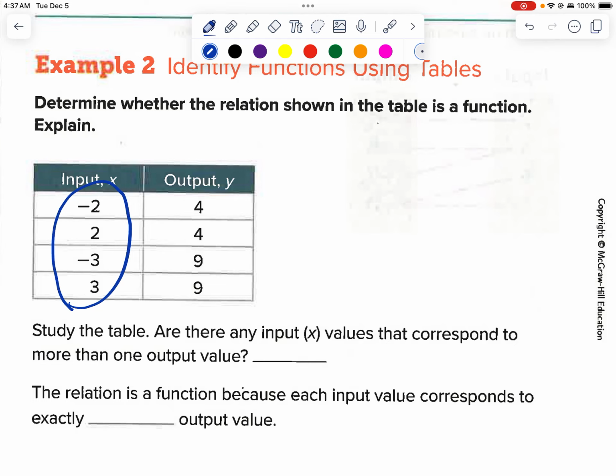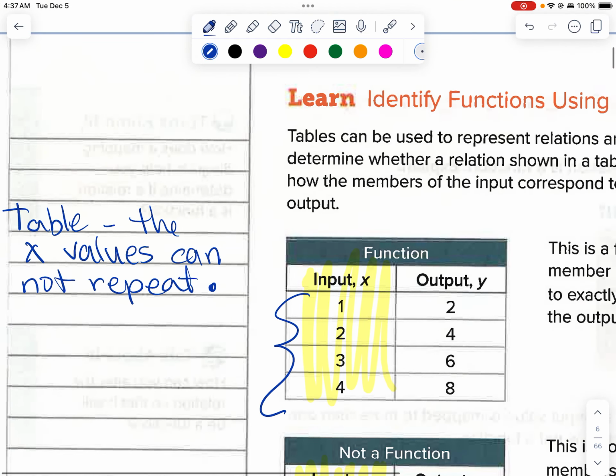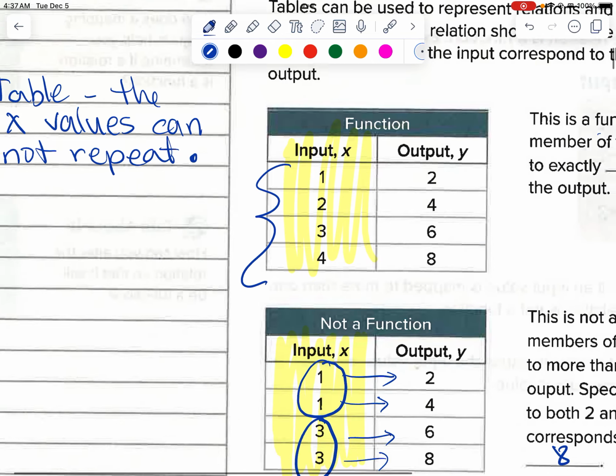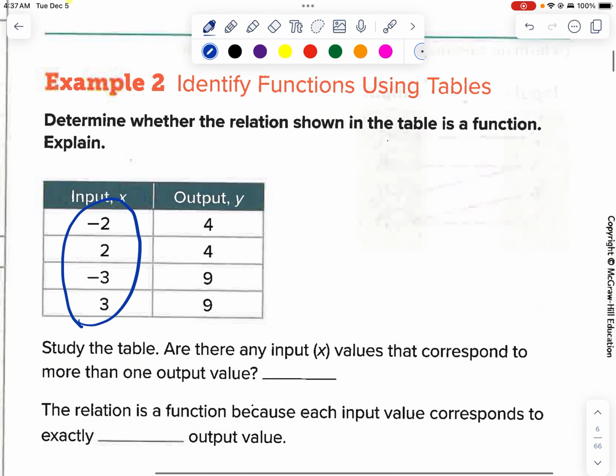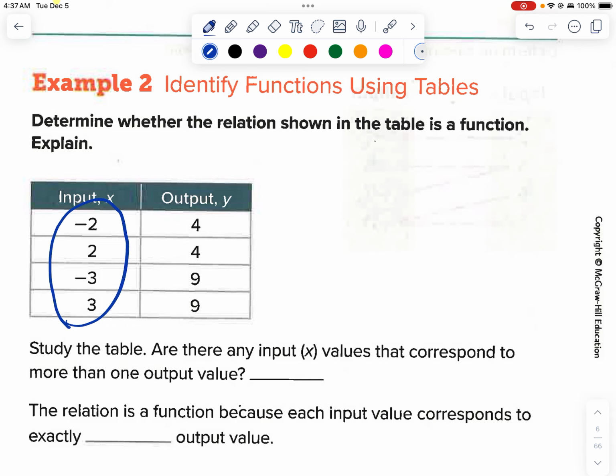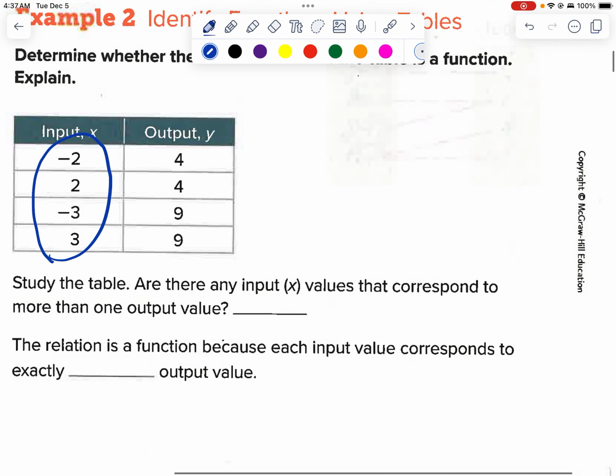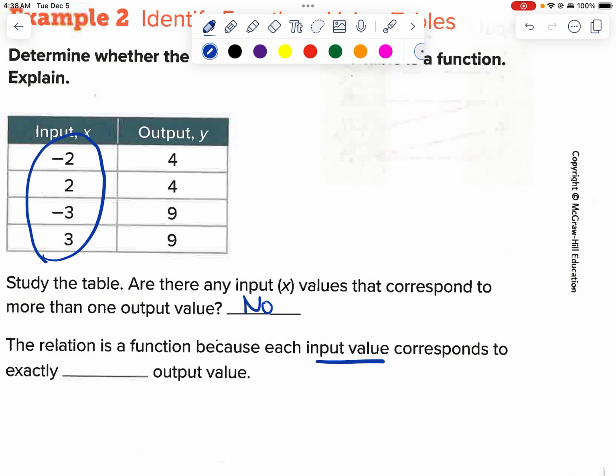It says that the input, or the x value, x, not y, can repeat, but the y cannot. Are any of the x values that correspond to more than one output? No. The relation is a function because the input value corresponds to exactly one output.